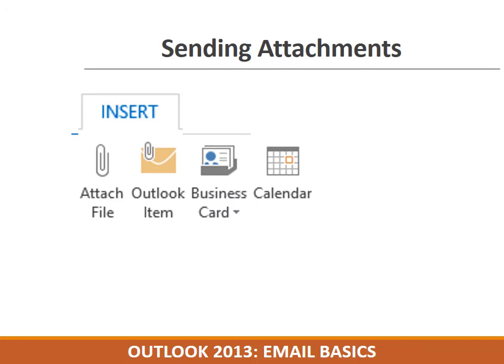If you want to add an attachment before you hit Send, go to Insert and choose if you want to attach a file. That would be like a Word document or an Excel document. An Outlook item, that would be like a calendar or a task to-do list. A business card, that is like a person, a contact, but with more information. And then calendar, of course, would be an Outlook calendar.